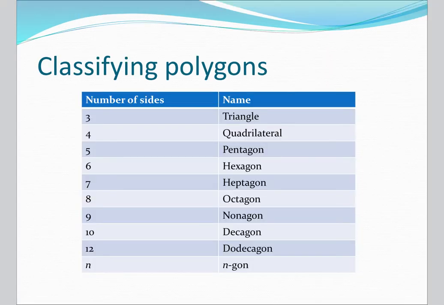All right, names of polygons. 3 sides is a triangle, 4 sides is a quadrilateral, 5 is a pentagon, 6 is a hexagon, 7 is a heptagon, 8 is an octagon, 9 is a nonagon, 10 is a decagon, 12 is a dodecagon, 11 would be an 11-gon. So if it is not on this list, you literally call it the number of sides dash gon. It could be a 25-gon.